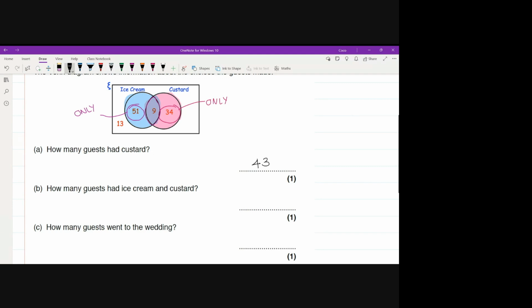Okay, let's look at the next one. How many guests had ice cream and custard? So how many people had both? 9. 9, right? The only people who had both are the people in the middle. So 9 people had ice cream and custard. Okay, now it says, how many guests went to the wedding? How are we going to figure that out? We're just going to add all the numbers. That's it. Let's add everyone together and see how many people went. 107. That's it. 107 guests.